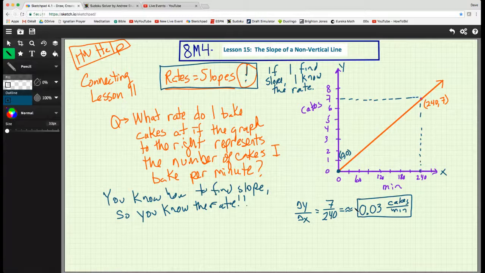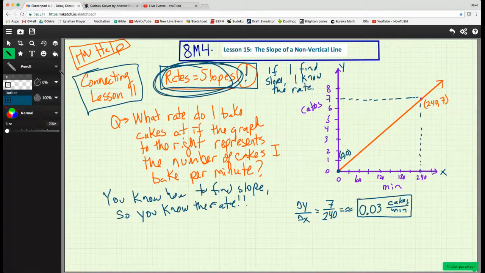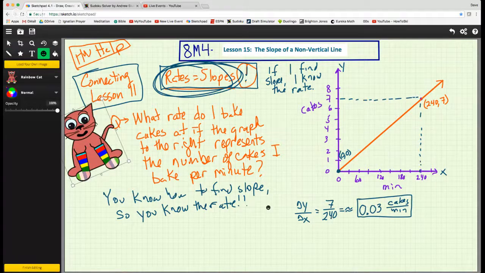You're going to use similar math on the last problems on your homework set, if your teacher assigns the last problems on lesson 15. But this is the strategy you're going to use. You're going to find 2 points. You don't always get 0, 0, but you're going to take 2 points on the line and calculate the slope, and that's going to be the rate at which you are doing something: baking cakes, saving money, collecting water, filling a bucket, or anything. So this is the whole connection to lesson 11. Remember, rate equals slope, and that deserves a happy cat.